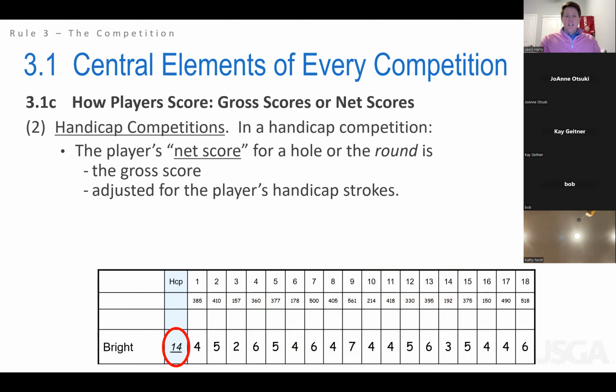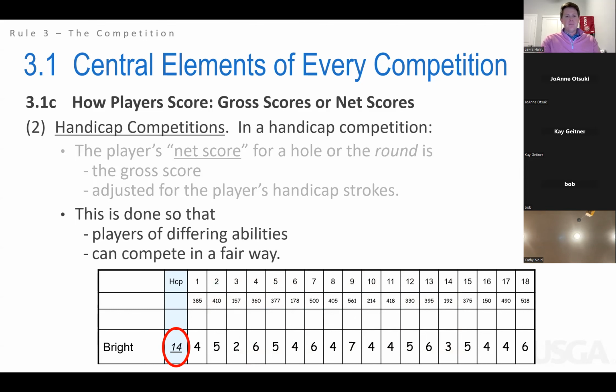But when we're talking about a handicap competition, we are going to use that in determining your net score. Again, we're going to take the gross score first, whatever score you make based on the strokes you actually take in the round. And then we're going to adjust those by the handicap strokes you're allocated on the scorecard. And that's how we're going to get your net score. We do this so differing abilities can compete with each other in an equitable manner.